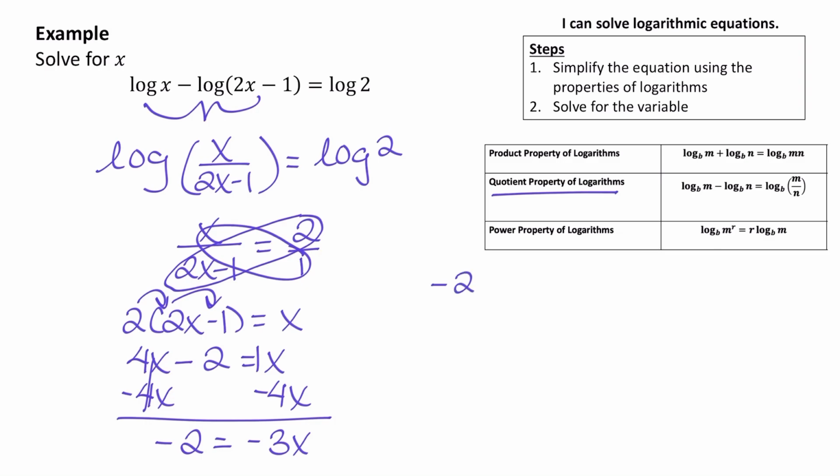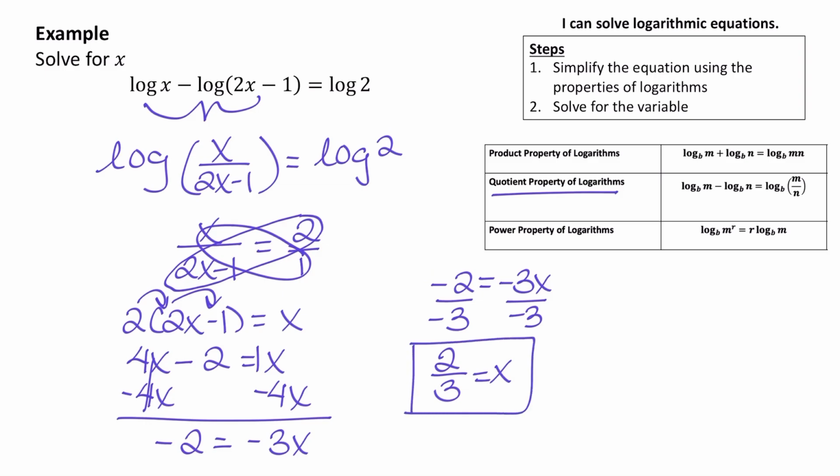And so now to solve this equation, I just need to divide both sides by negative 3. So when I divide both sides by negative 3, I'm going to end up with 2 over 3 equals x. Right? Because a negative over a negative is a positive. So remember, you always want to check and plug back in and make sure that you don't end up with any negative numbers that you're trying to take the log of.